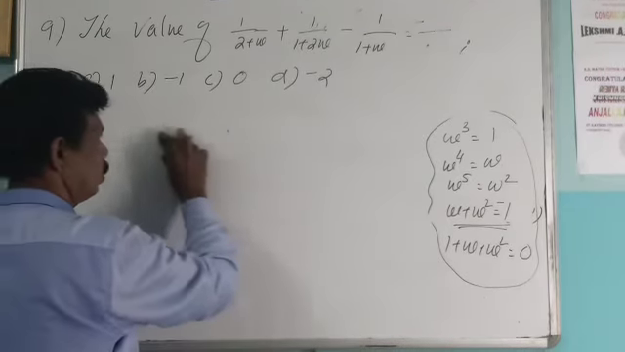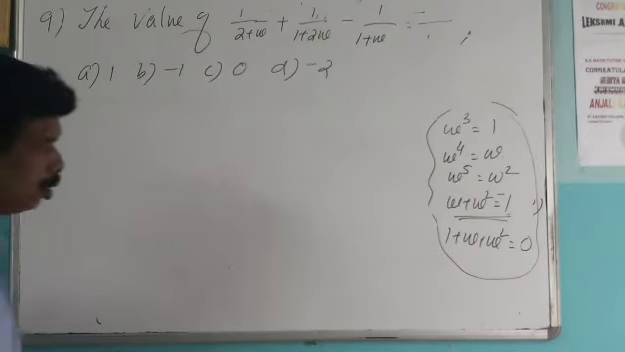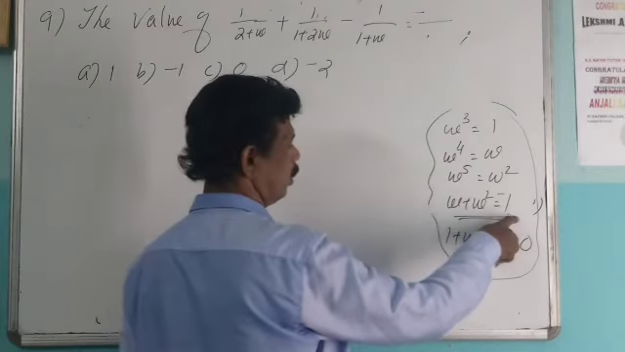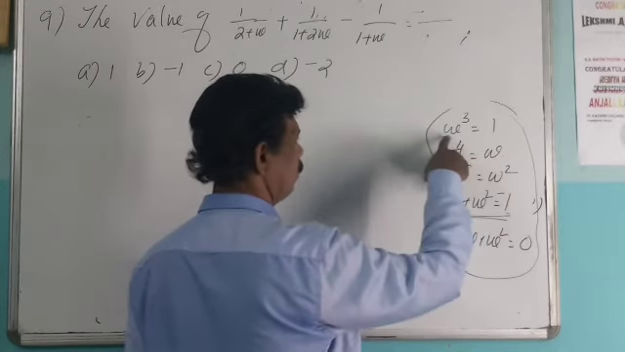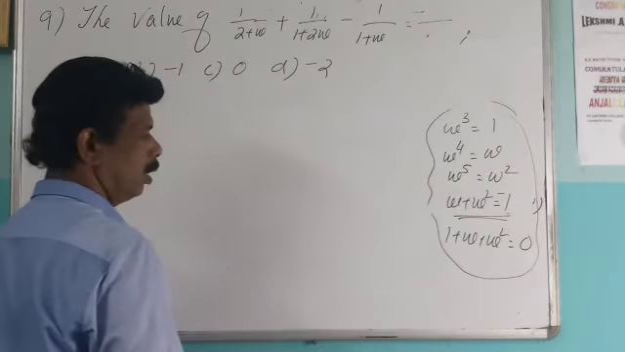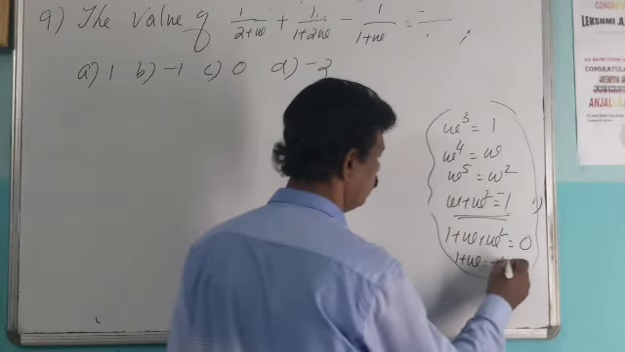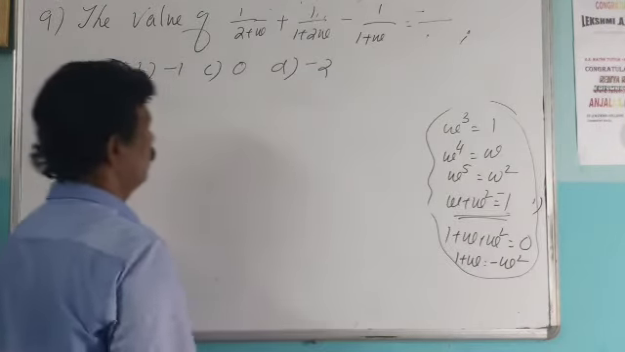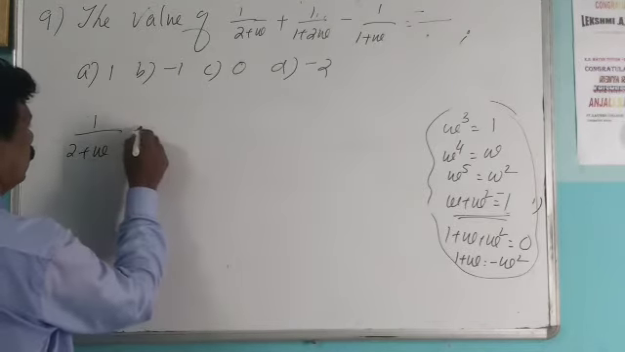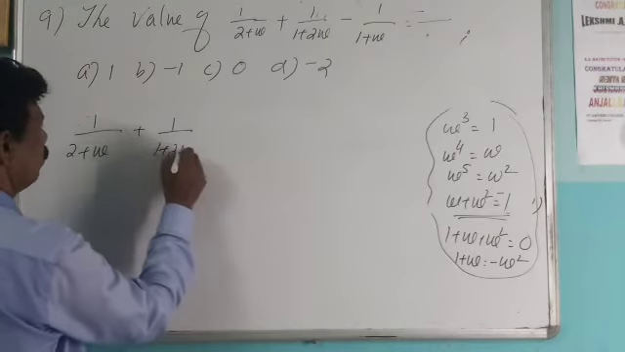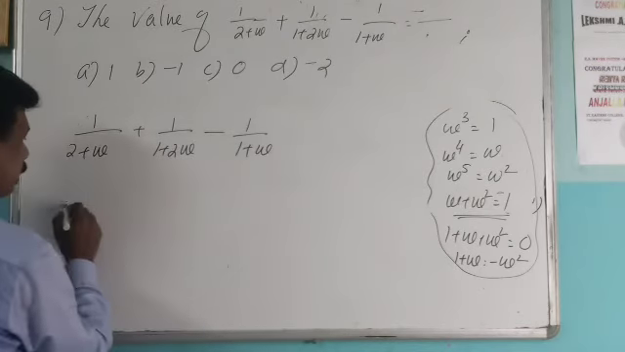If ω is a cube root of unity, then 1 + ω + ω² equals 0, or ω + ω² equal to −1, ω⁵ equal to ω², ω⁴ equal to ω, ω³ equal to 1. Similarly, 1 + ω is equal to −ω². Take that, then 1/(2 + ω) + 1/(1 + 2ω) − 1/(1 + ω).